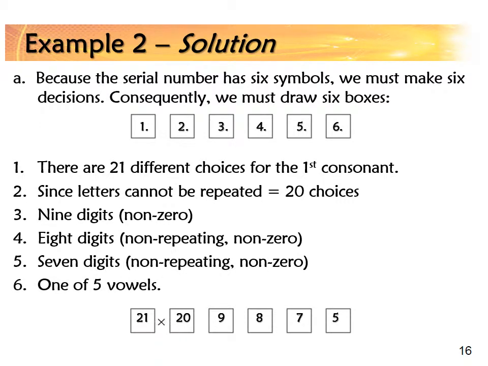So if I go ahead and multiply that all together, it comes out to be 1,058,400 different serial numbers given this combination. Now if you wanted to do repetition being okay, it would just be 21 times 21 times 10 times 10 times 10, times 9 times 9 times 9 times 5. And that would give you a few more combinations.